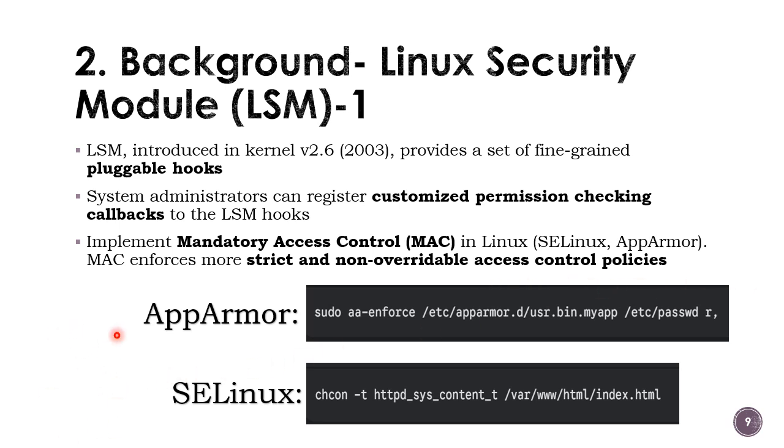And here are two examples of implementing LSM. We can use AppArmor to focus on the file system, the file access control, and we can use SELinux to further control networking or even some I/O operations that are deep inside the operating system capabilities.